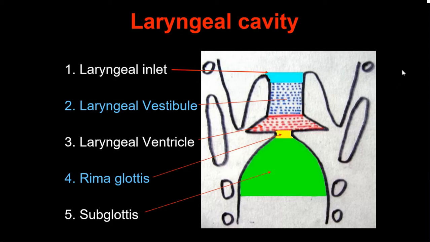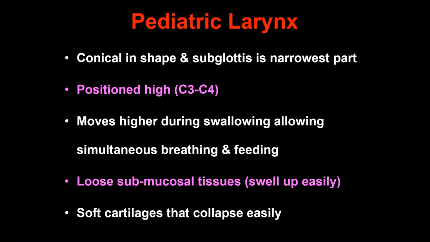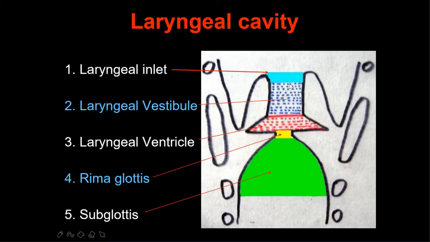The space between the two vocal cords is the rima glottis. From the laryngeal inlet up to the level of the two vocal cords, that is the supraglottis. Above the glottis is the supraglottis. Below the glottis is the infraglottis or subglottis. In between the two vocal cords is the glottis.